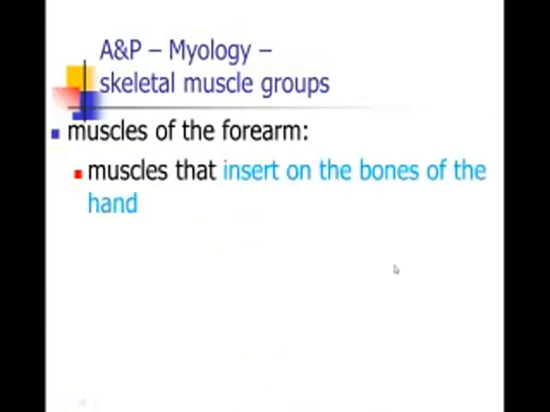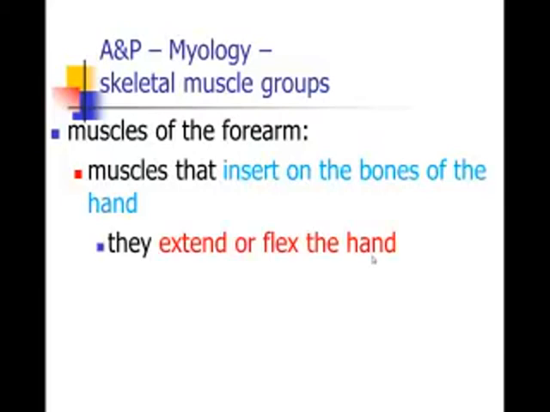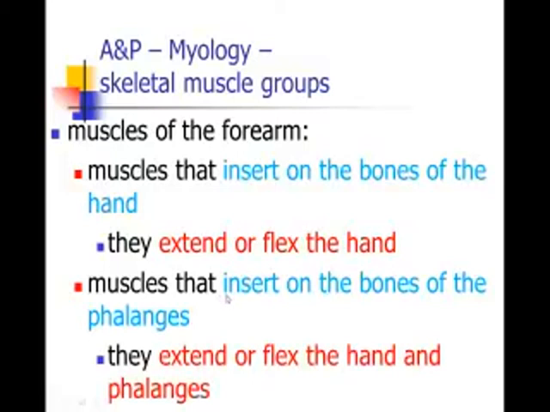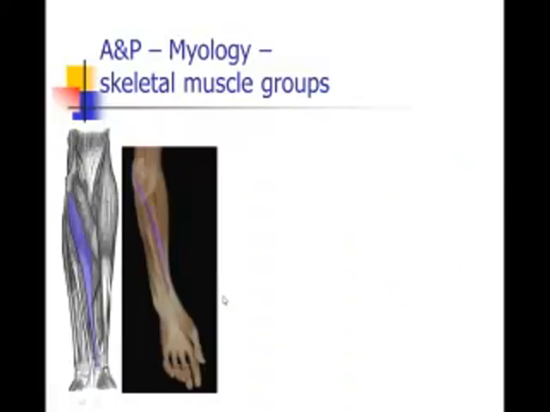The muscles that insert on the bones of the hand, well, it depends on what bones they insert on. They're either going to flex or extend the wrist, or they're going to flex the digits and the wrist, or extend the digits and the wrist. Okay, so the muscles that go to the phalanges are the ones that are going to flex both the digits and the wrist, or extend the digits and the wrist.